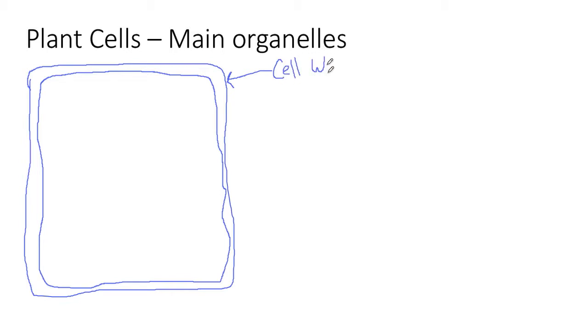So the function of the cell wall is different from the cell membrane because the cell wall is more geared towards providing structure and support. Whereas the cell membrane was mostly in charge of what? Come on, we just talked about it. What does the cell membrane do? Good. And so the cell membrane is going to control what enters and exits the cell.